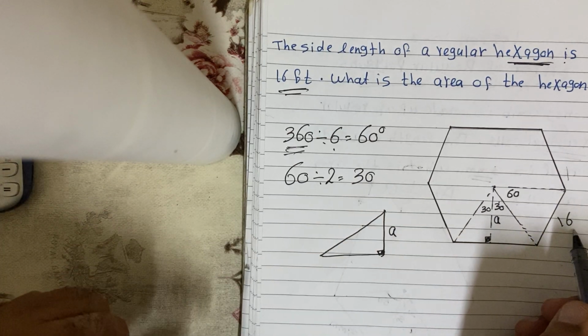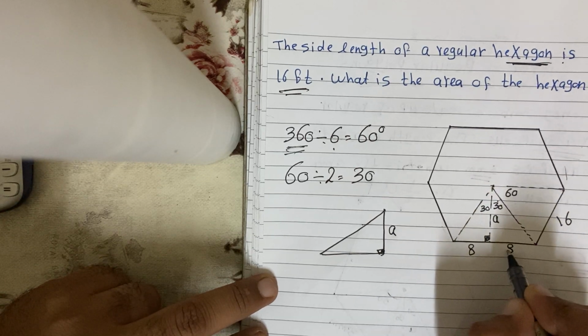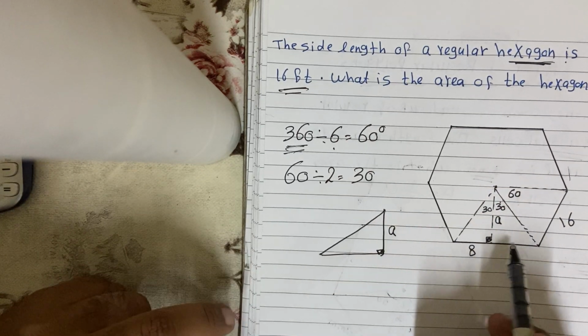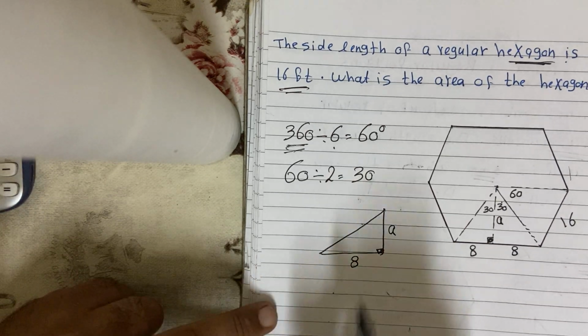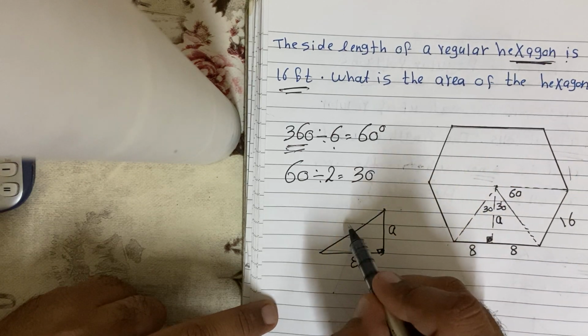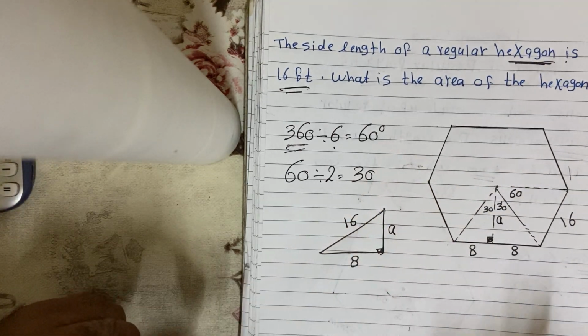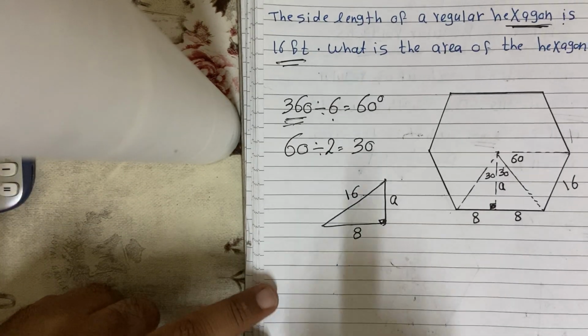According to this side is 16, so this part is 8 and this part is 8. The two parts here should be equal, so this part is 8. What about this? This is the radius. The radius here is 16. We need to find the apothem by using Pythagoras theorem.